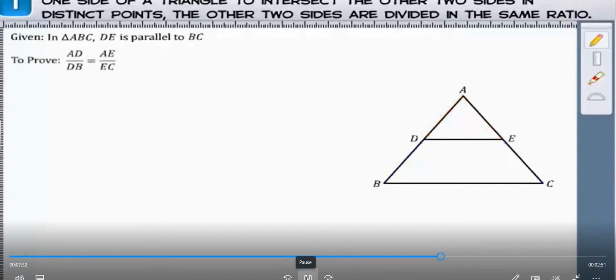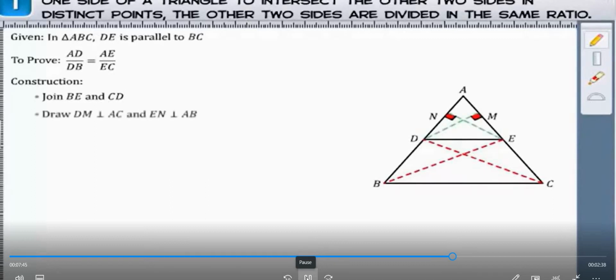To prove this theorem, join B to E and C to D. Also draw two perpendiculars, DM on AC and EN on AB. Let's begin the proof.